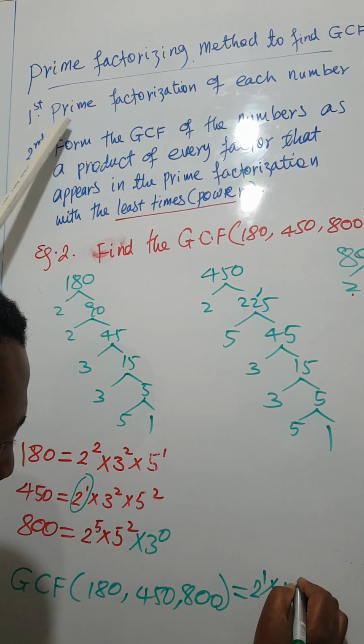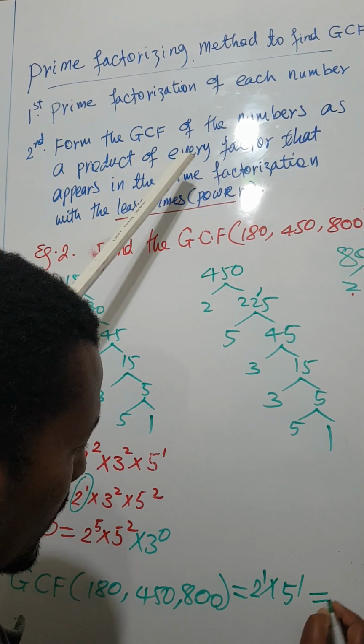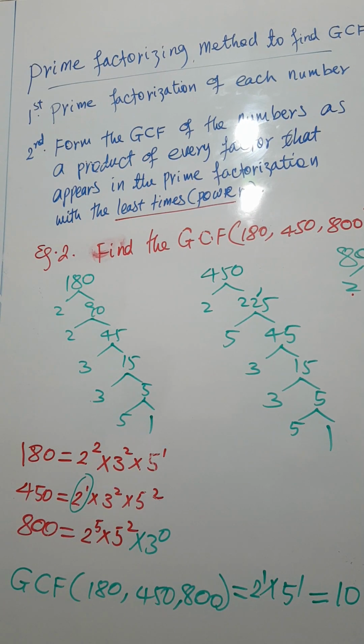Times 5 to the power of 1. For convenience, 3 has not appeared in the case of 180 and 450, so we can say that 3 appears as 3 to the power of 0 in 800, meaning this is 1, so 3 to the power of 0 can be taken as 1. So this product is 10. The GCF of 180, 450, and 800 is simply found to be 10 using the prime factorization method.